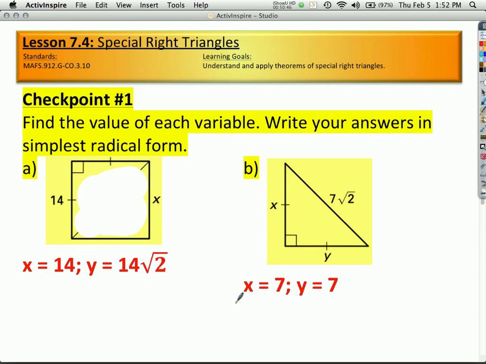What would you say about x now? See some people got a little grin on their face. Why is x 14 now? Sharik? Because it's a square. It's a perfect square.